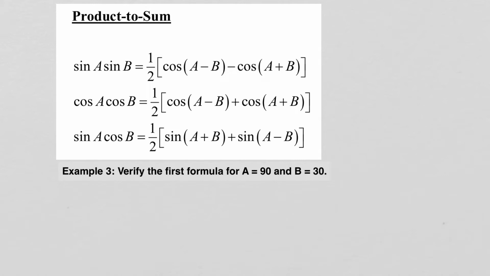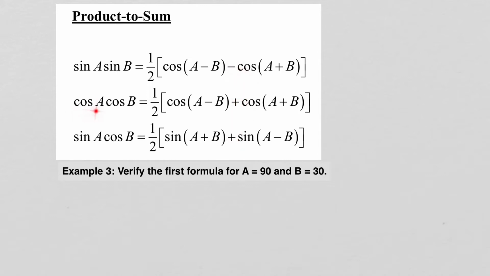This first set of identities here is called the product to sum identities. And you can see what it does is it takes a product, such as sine of A times sine of B, and it converts it into a sum. And when we say sum, we mean either addition or subtraction.